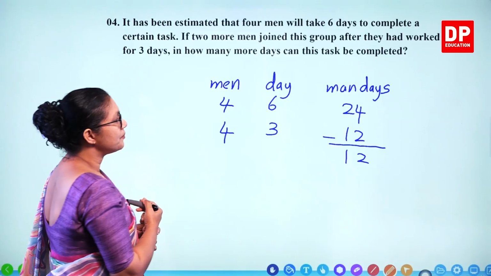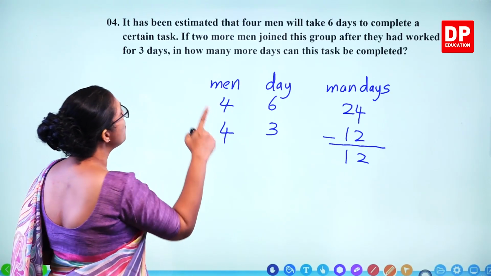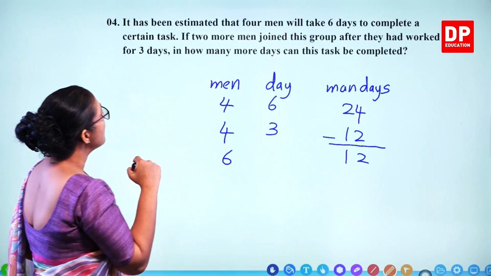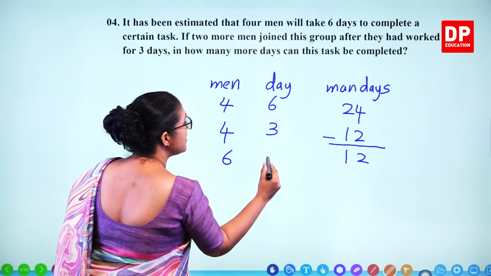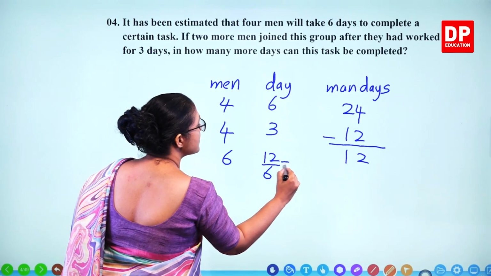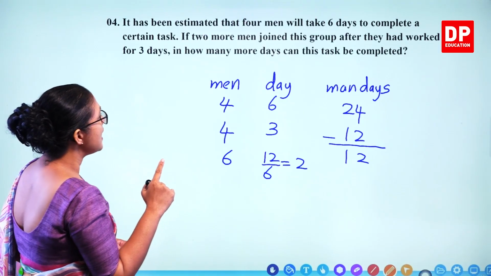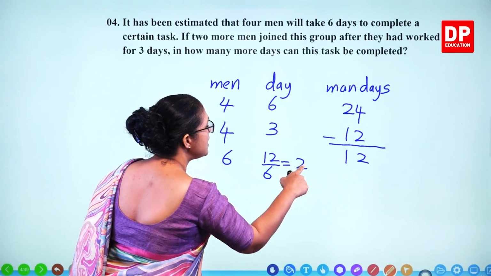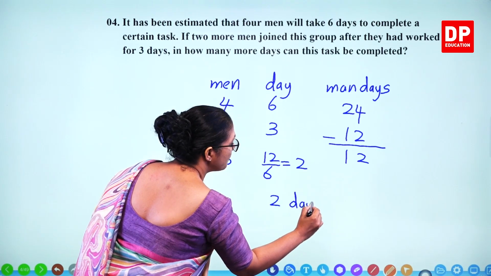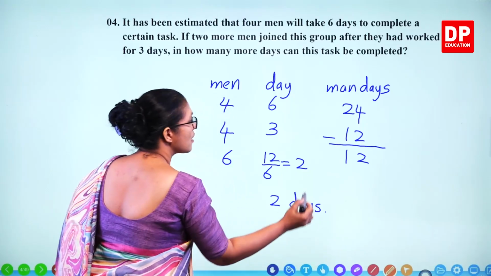is 12. But now how many men are there? 2 more men join, so altogether 6 men are there. So how many days are needed? Total 12 man days divided by 6, 2 days. So it says, how many more days can this task be completed? 2 days. Two marks.